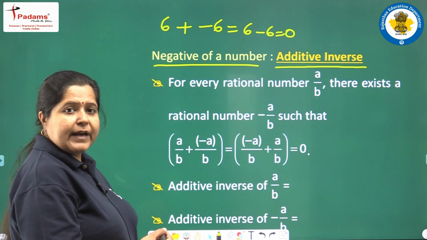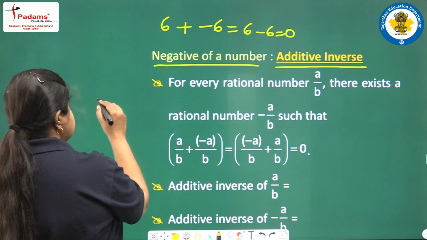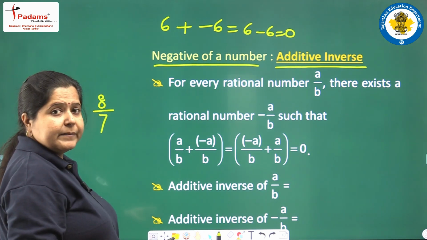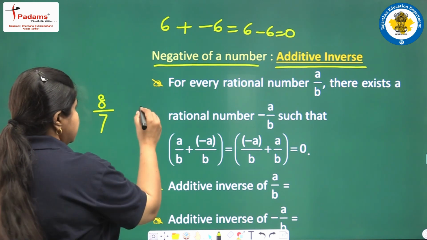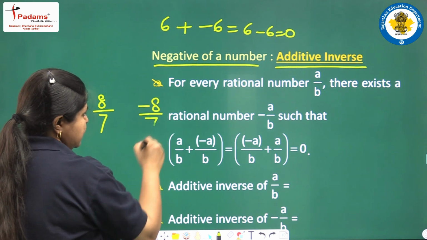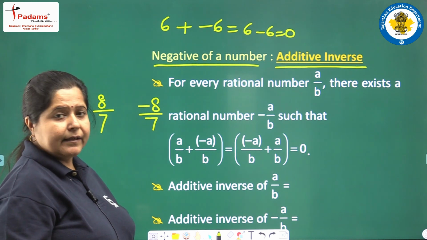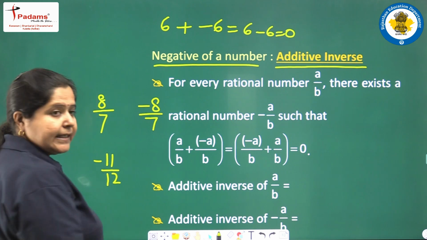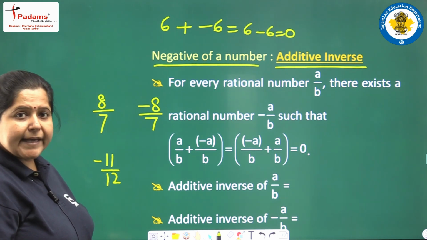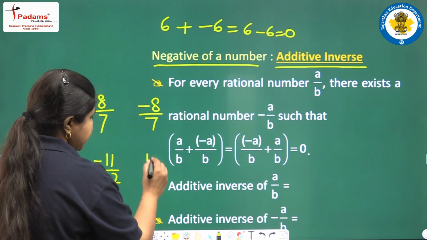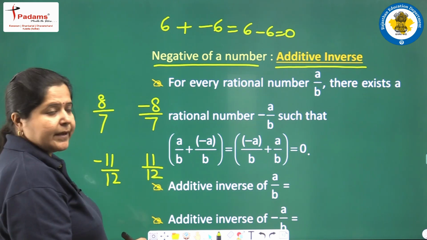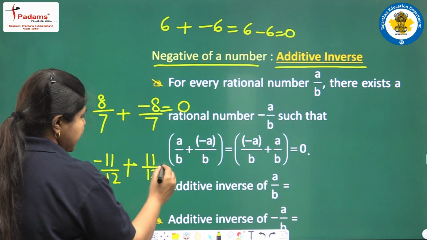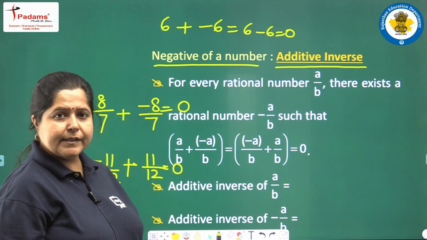Same is the case for rational numbers. If I take a rational number say 8 upon 7, then what will be its additive inverse? Minus 8 upon 7. We just change the sign. Again, if we have minus 11 upon 12 as the rational number, then what will be its additive inverse? Plus 11 by 12. Just because when we add both of them, we get 0.